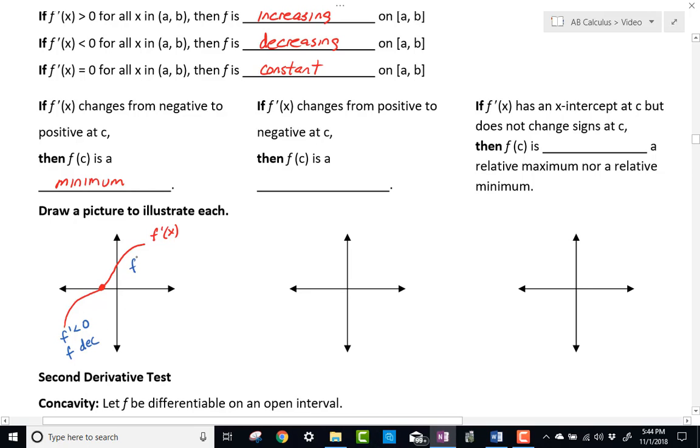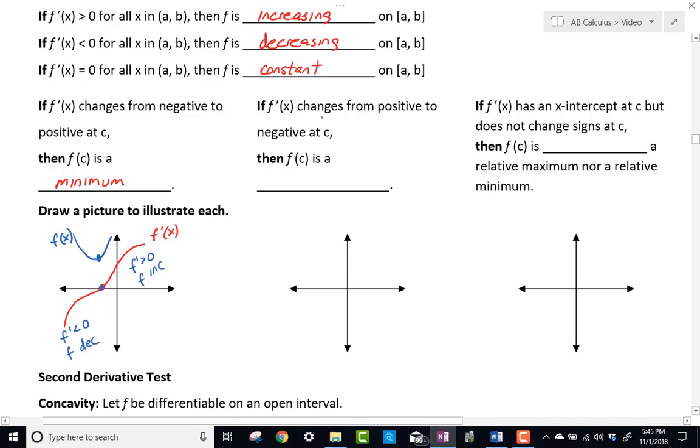F prime up here is greater than 0, so that implies that f is increasing. So that means that this point here must be a minimum on the graph of f of x. So that means that f is coming down and decreasing, and then turning and increasing with a minimum right there. So this would be the graph of f of x. Okay, so when we say that f prime changes from negative to positive, we're saying that f is going from decreasing to increasing. All right.